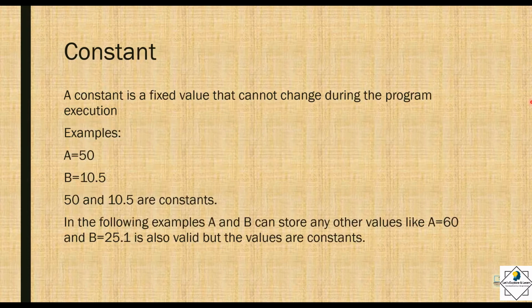Next is, what is a constant? A constant is a fixed value that cannot change during the program execution. Examples: A equal to 50, B equal to 10.5. If you see, these are the same examples, but A and B are the variables, whereas 50 and 10.5 are the constants. So we can say that the values are the constants. And what is special about a constant? That their value is not changing. They are fixed values. Okay.